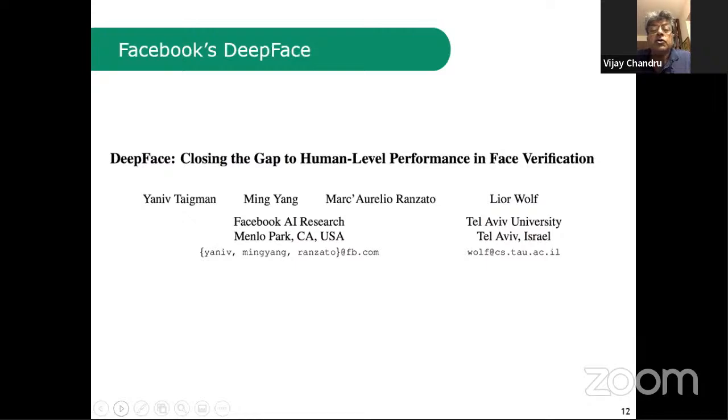So now you get to a slightly more complex classification problem: how do you actually recognize human level performance in facial verification, actually looking at something like a face and differentiating?